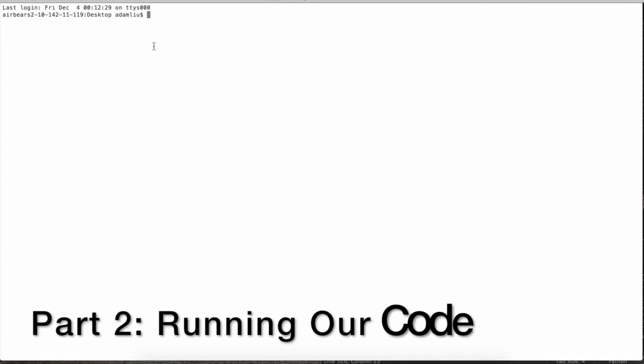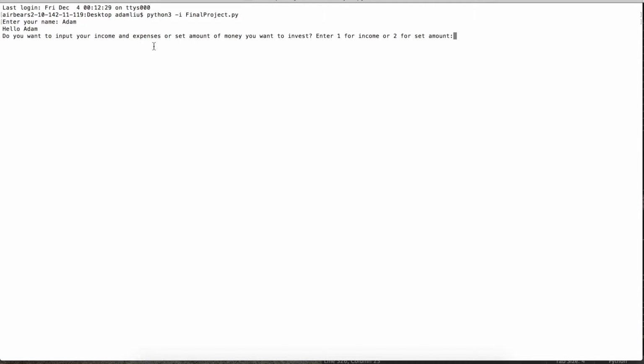Let's just say we want to run our program. When we run our program, we'll first ask what your name is. And then it'll ask if you want to input your income or set an amount of money you want to invest. So let's say I want to set an amount of money I want to invest. And then it'll ask how much money you want to invest. I'm going to say $1 million over a period of 12 months.